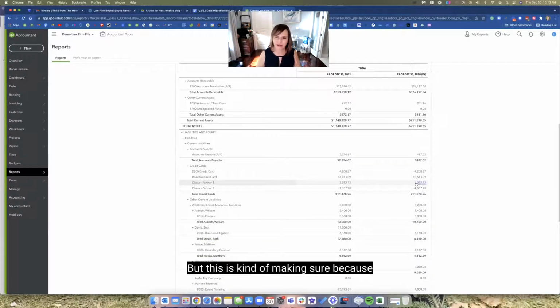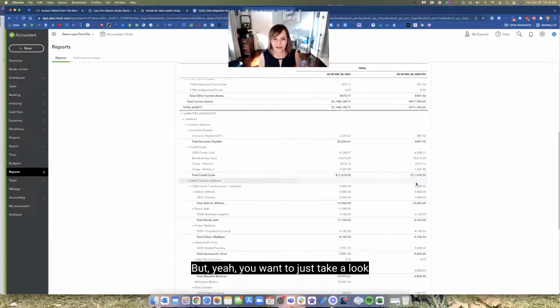but this is kind of making sure, because don't forget, the balance sheet's like the lifeblood of the company. It's an ongoing history of what has happened in the firm. So you really want to make sure this is very accurate. I usually start here and then move on to the profit and loss. But yeah, you want to just take a look and see how the balances are here. You can see nothing really happened in here from last year.